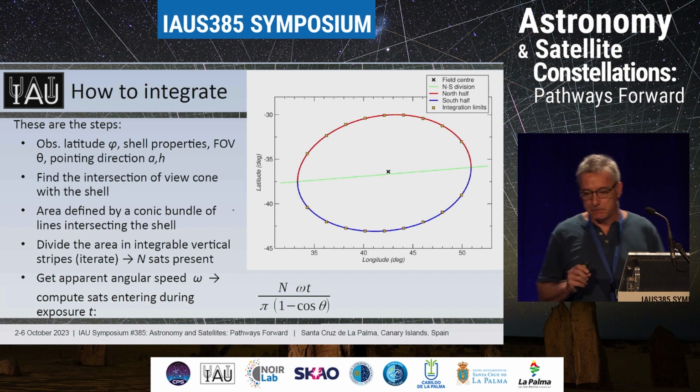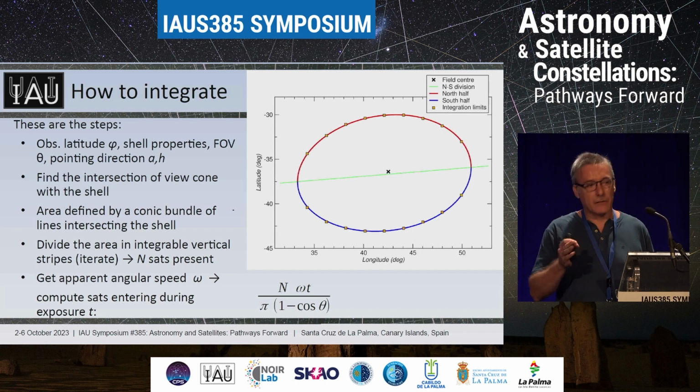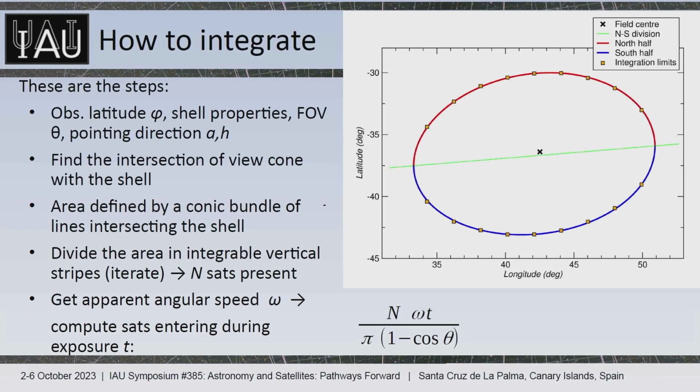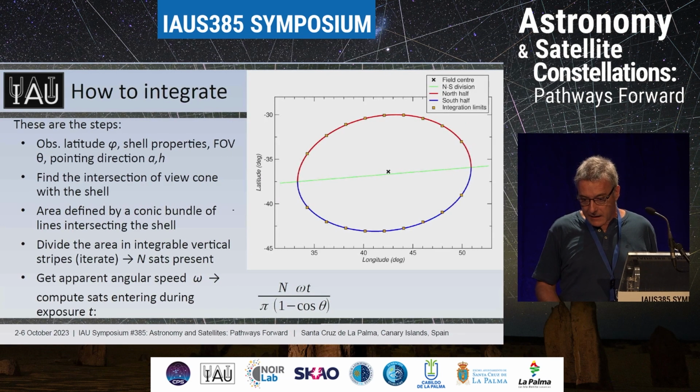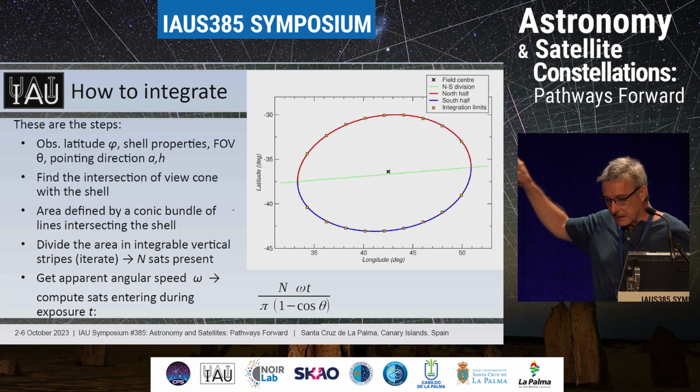Let's see. These are the steps. In this graph, you have to define the observatory latitude, of course, the shell properties, radius, number of inclination, and number of satellites, the field of view, and the pointing direction. Then you have to find the intersection of your view cone with the shell. This is, in principle, a non-trivial geometrical problem. In this case, I am showing this intersection for an example. It is defined by 500 points in the view cone, and you see that the shape is, in general, not an ellipse. It is a different shape. It's a complicated shape. You have the area defined by the conic bundle of lines intersecting the shell. It is the graph you have here.